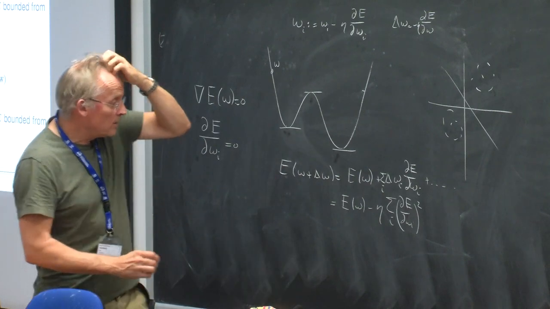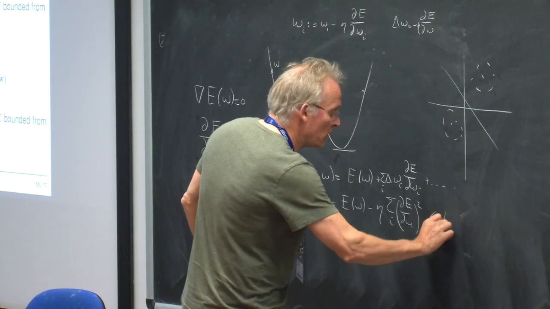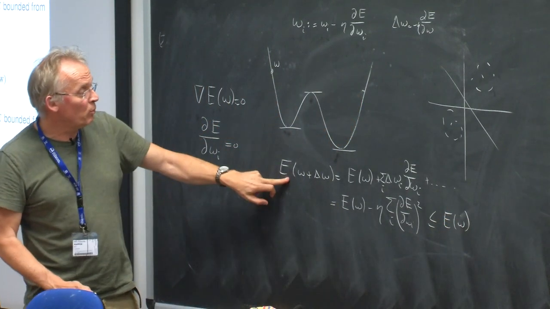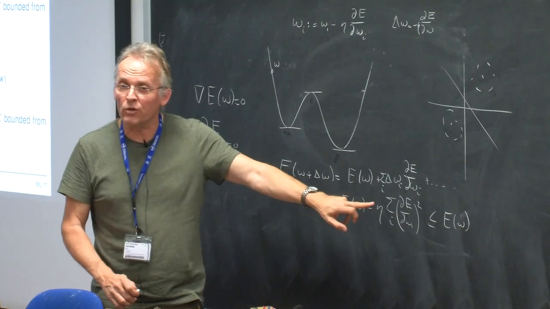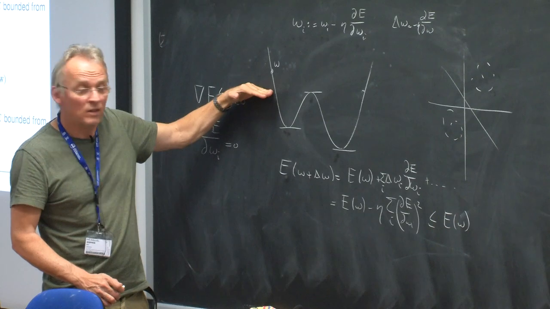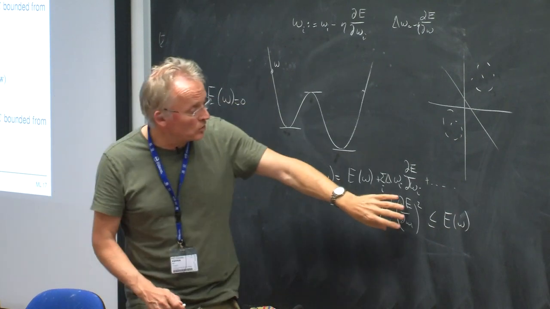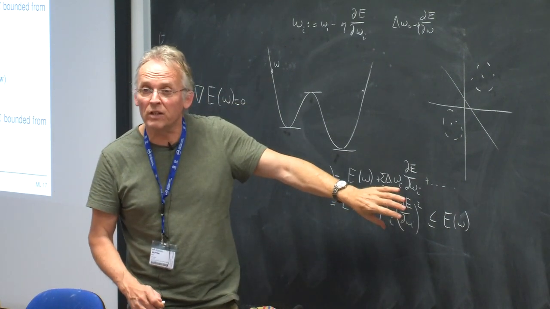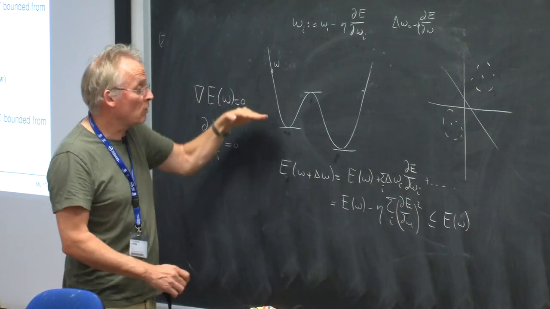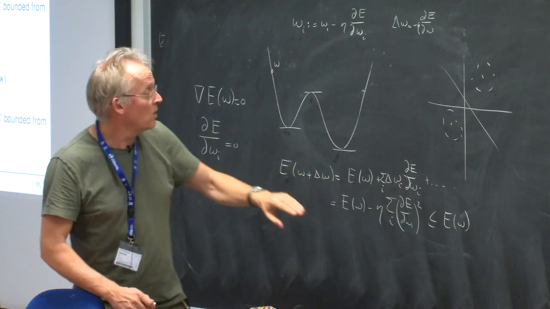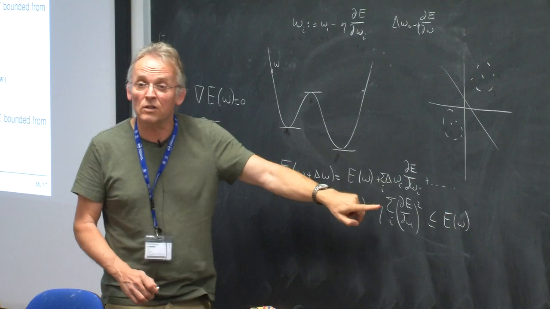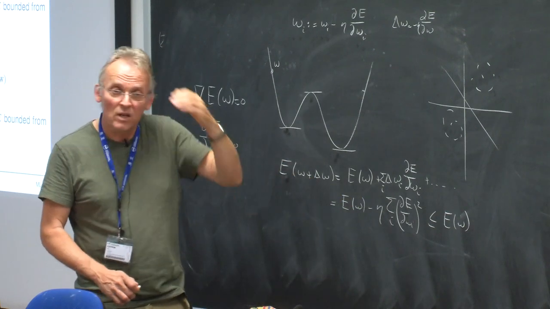So I see that this is less than or equal to E of W. In other words, my new point has a lower energy than my old point. So I'm going down in this function in each step, right? And I'm going down by an amount which is the square of the norm of the gradient vector, actually. So I keep on going down. If the gradient is big, I go down a lot. If the gradient is small, I go down a little. If the gradient is zero, which is here, I stop because things don't change anymore.